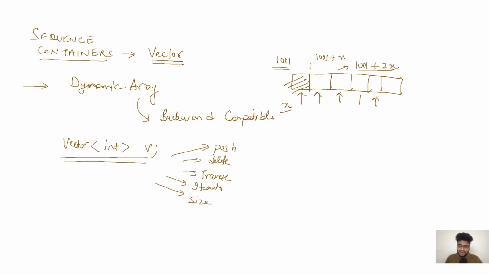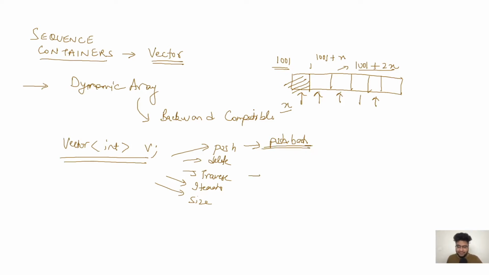So vector is contiguous in nature, and we can insert an element inside vector in O(1) time, and we can also get any element at any given point of time in O(1) time, right? So that's about vector. What are the different properties? For push, we use push_back. It's a function which vector has exposed. For deletion also we can use delete.